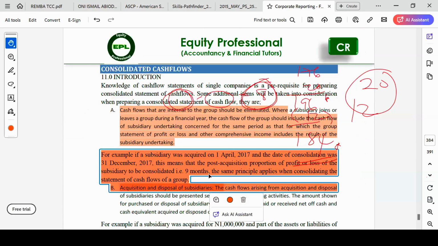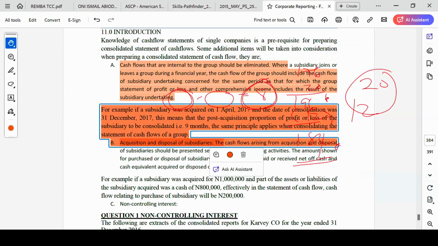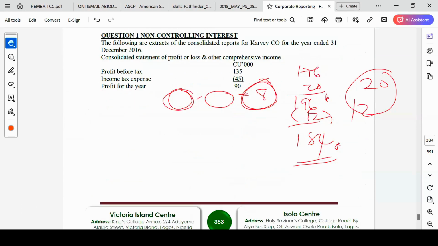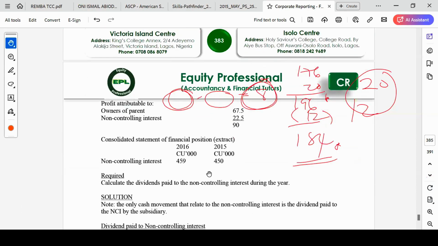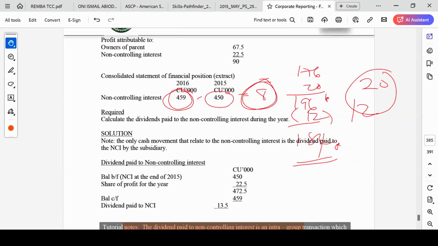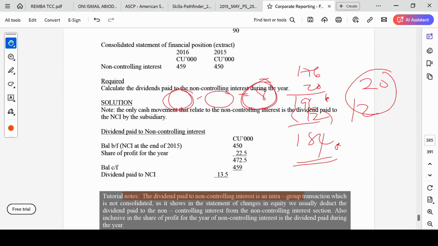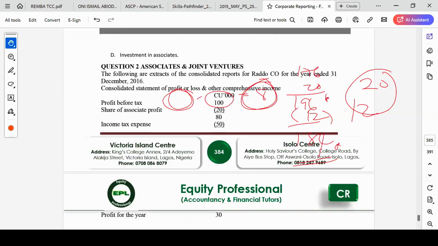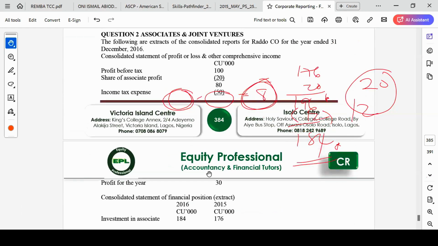Number 1, it says cash flows that are internal to the group should be eliminated. Number 2, it says acquisition and disposal of subsidiaries. Number 3, it says the dividend that the group would have paid to NCI, that's something that you never had to deal with when you were doing FR. And number 4, it says investment in associates.